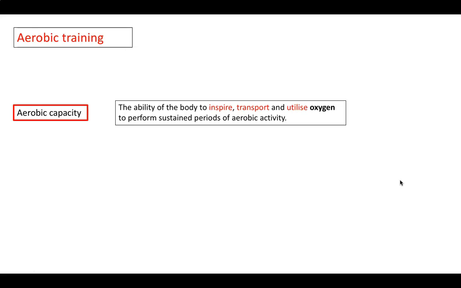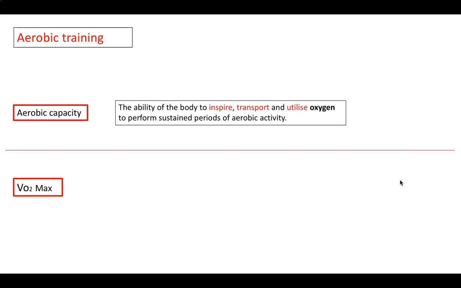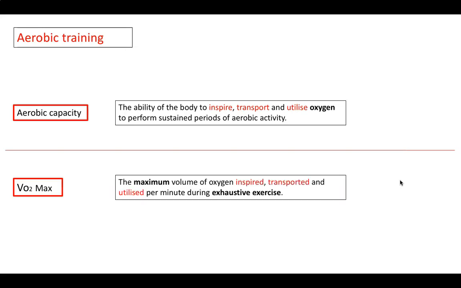Another key part of aerobic capacity is VO2 max. Now, VO2 max is the maximum volume of oxygen inspired, transported, and utilized per minute during exhaustive exercise. Okay, so that is the definition for VO2 max, and it is measured in milliliters per kilogram per minute, ml.kg.min. So if we move on to factors that affect our VO2 max. So what makes my VO2 max different to someone else's VO2 max?